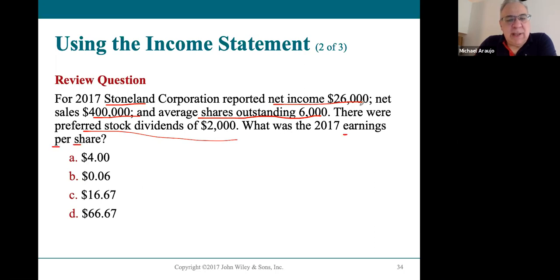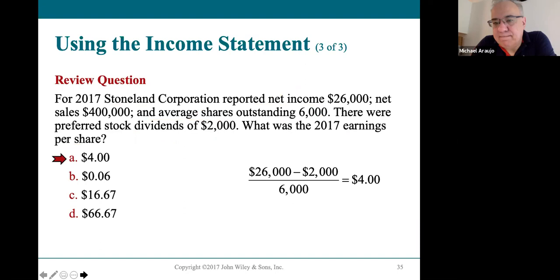Well, what you would see is you would take the net income of 26,000, subtract out the preferred dividends of 2,000, and divide it by the amount of shares, which is 6,000, which means the answer here would be $4 per share. So the profit of the company after the preferred stock dividends was 24,000. There are 6,000 shares of ownership. So each share of ownership would technically get $4 of the profit.